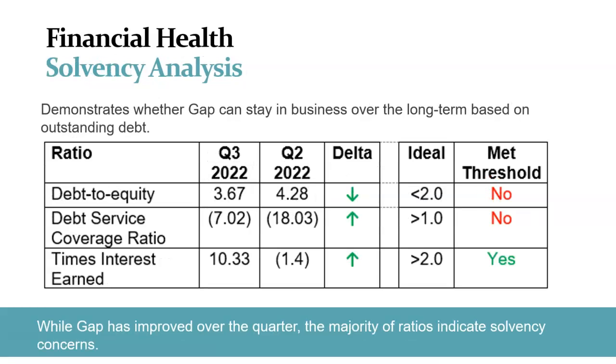A solvency analysis was performed to help demonstrate whether GAP is positioned to remain in business over the long term given the debt outstanding. Strong solvent companies are able to pay long-term obligations in a timely manner. 3 ratios were used to help assess solvency.